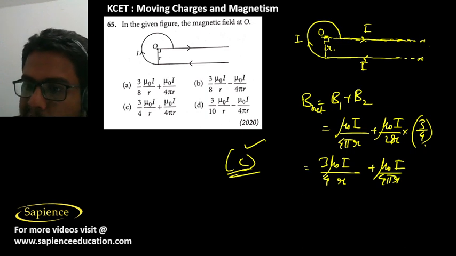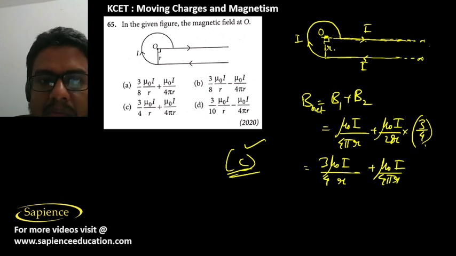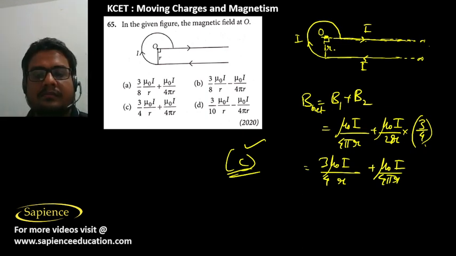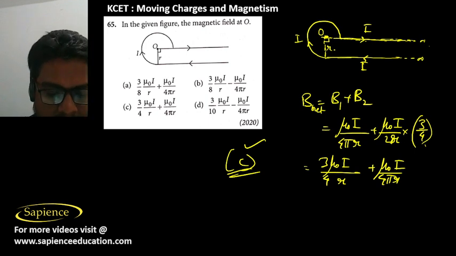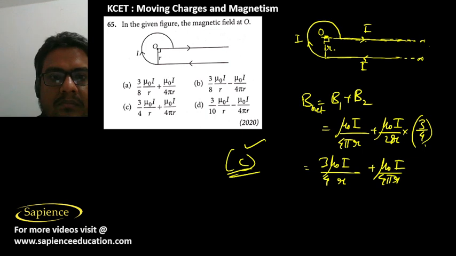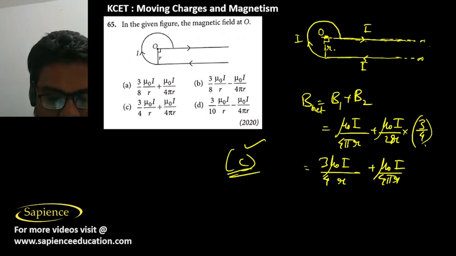Zero, so mu naught I by 2r. Current I is flowing.